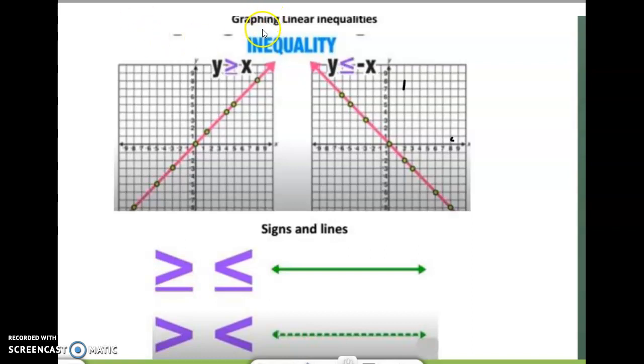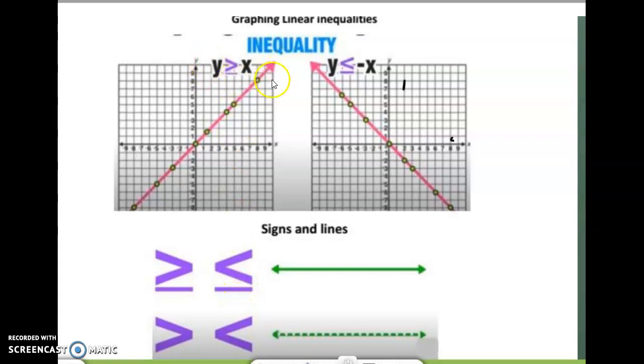Welcome. We're going to graph linear inequalities. Now remember we graphed these on number lines. Now we're going to graph them on a coordinate plane. And it is basically the same as graphing a regular line, except the signs, of course, are the difference, okay?